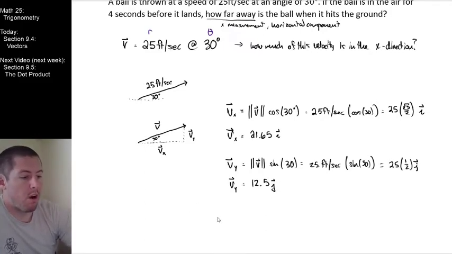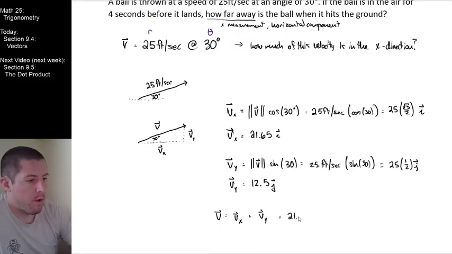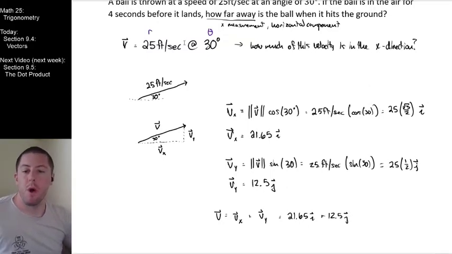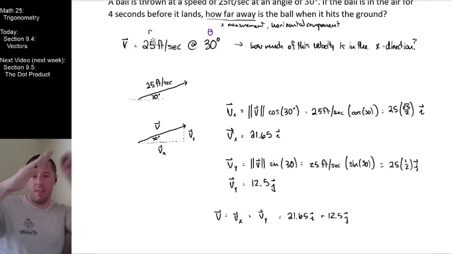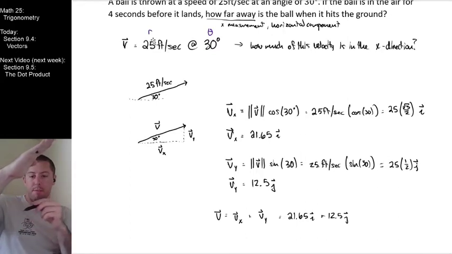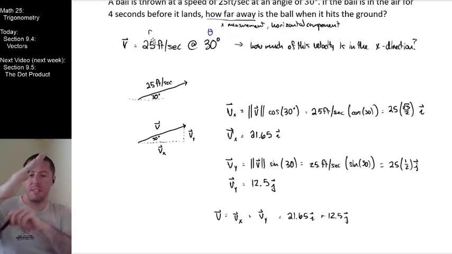So it seems like our overall vector here is our vector component x plus our vector component y, which in our case is 21.65i plus 12.5j. Interpreting this: when you throw a ball, and your throw speed is exactly 25 feet per second, if you throw it at an angle, then the ball is not moving forward at 25 feet per second. It's moving up into the air at 25 feet per second. So some of its motion is upwards, some of its motion is horizontal. We've got a vertical component of motion and a horizontal component of motion.